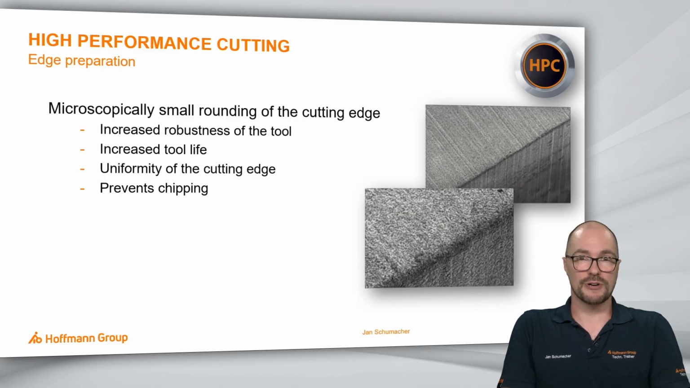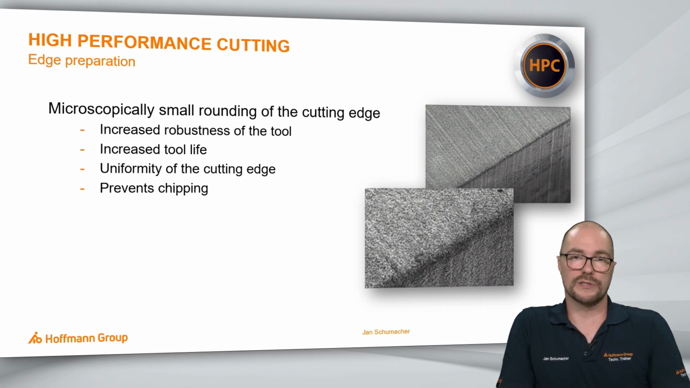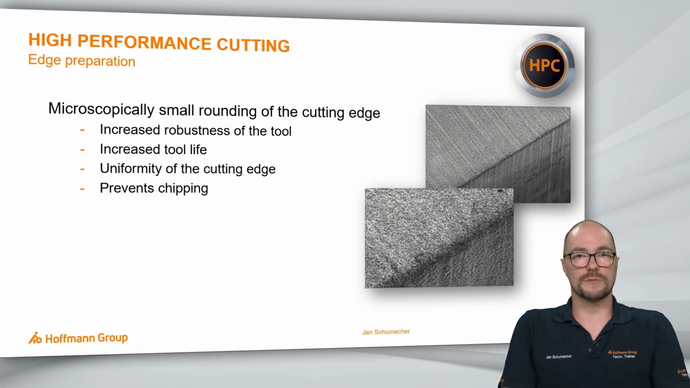Next up, we have edge preparation. On the top, you can see a tool in high magnification, which has been freshly ground. It comes right out of the grinder. And you can see that the cutting edge is not very straight. It has little shards in it. And it's not smooth at all, although you would expect it to be. So what do you do? You do some post-processing, like applying a water jet or additional grinding steps to your cutting edge in order to round the edge.